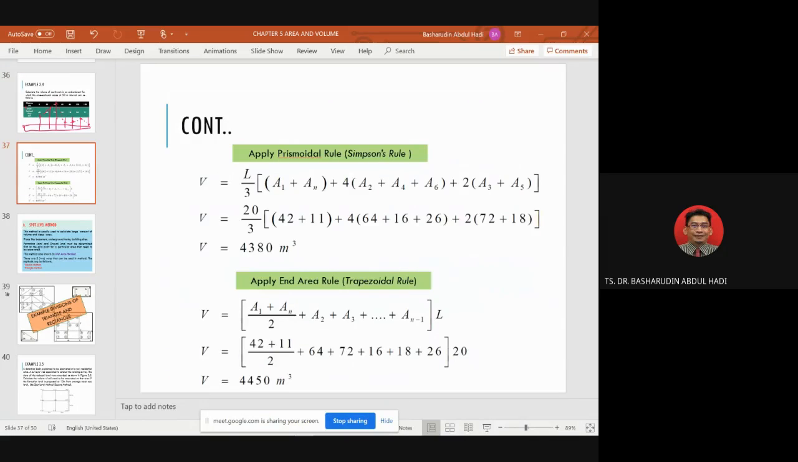Okay, when using the Prismoidal formula, you calculate by this one, L over 3, A1 plus An. I show you where is An.